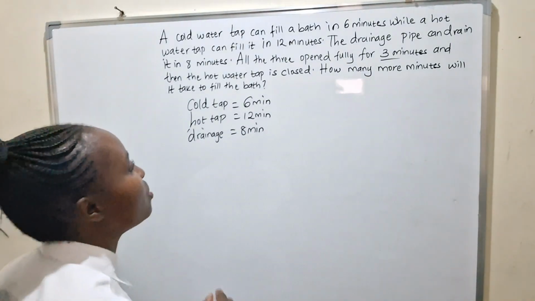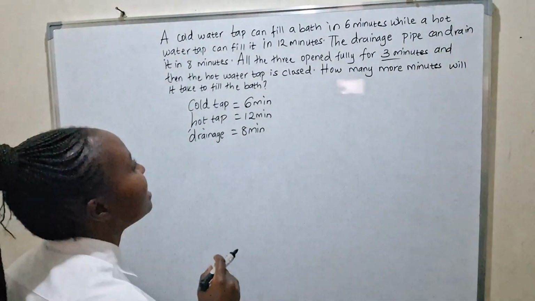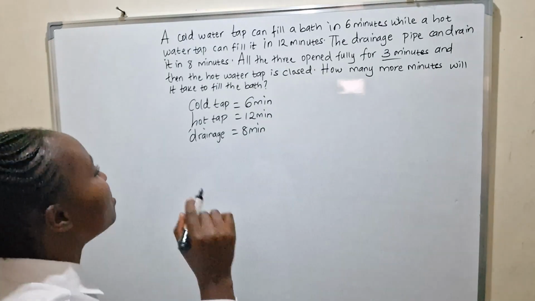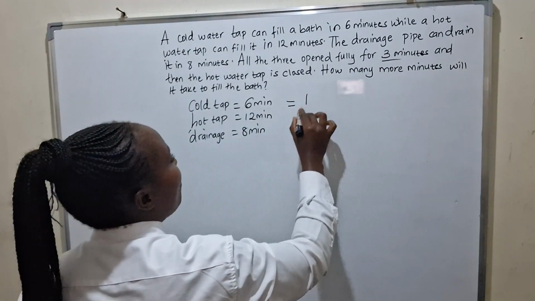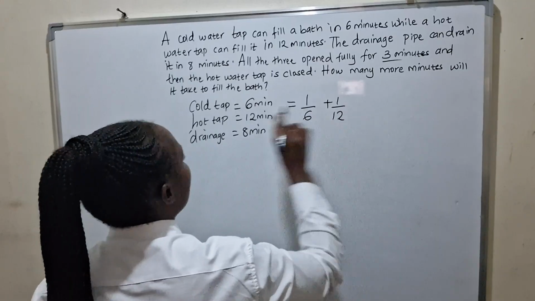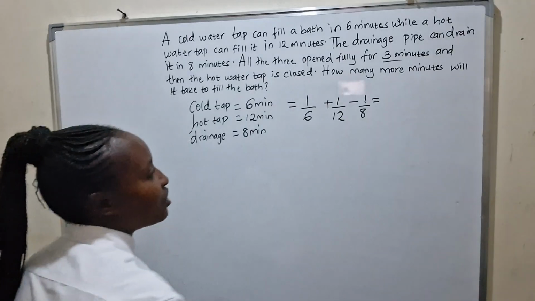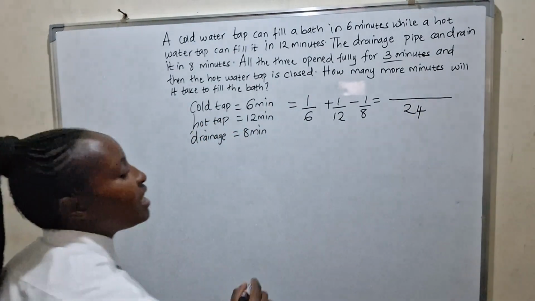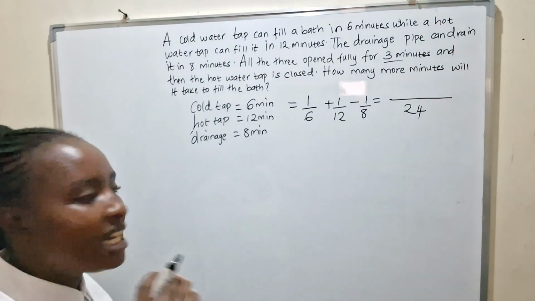Number 1 thing you should do is to calculate and find, if all the 3 taps are open for 1 minute, how much water will be in the bath? How do we do that? You take 1/6 of the cold tap, you add 1/12 of the hot tap, then you subtract 1/8 of the drainage, right? So the LCM here is 24. If you practice more, you'll just be seeing numbers and you'll know the LCM.